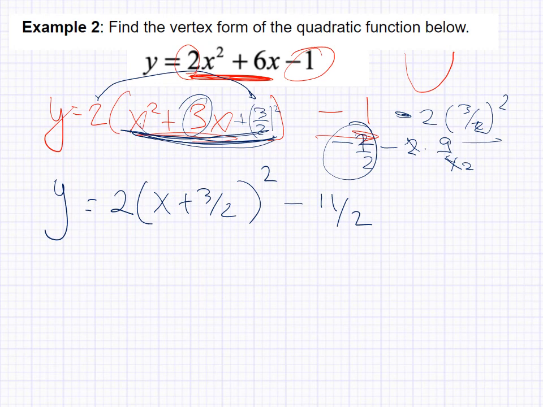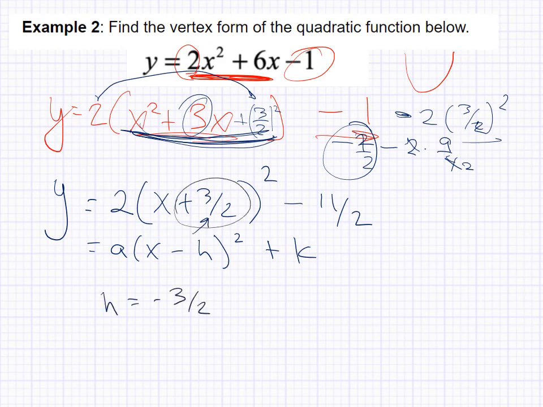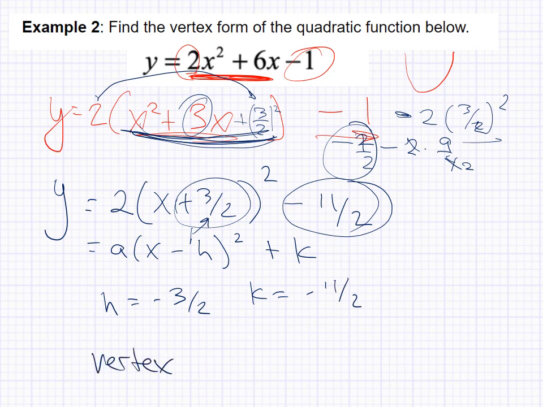So you have your h and your k. Remember, this has to be in the form of a times (x minus h) squared plus k. So if that's the case, then h is going to be -3/2. Opposite sign in here, okay? And k is this value, so k is -11/2. So your vertex would be (-3/2, -11/2). And so since a is positive, we have an upward parabola.